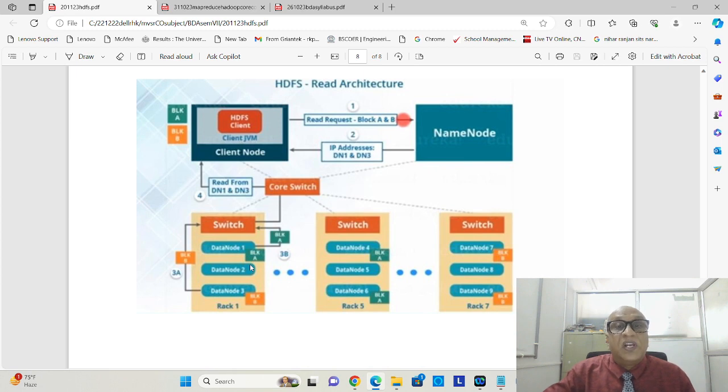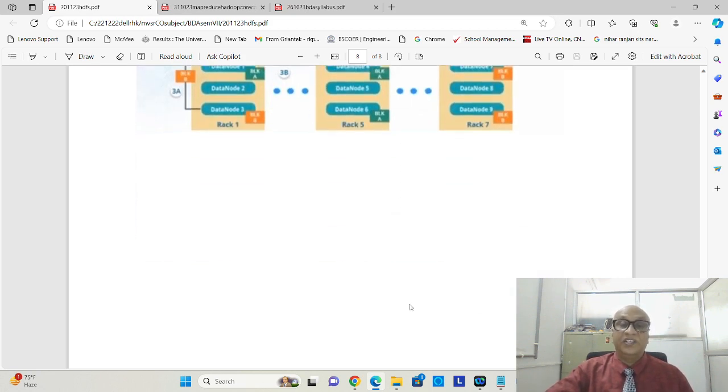Similarly, this diagram depicts the read architecture in HDFS. Who is sending the read request? The client node is sending the read request. What does it want to read? Block A and block B. To whom is it sending the request? To the name node. What will the name node be doing? The name node is sending the addresses of the data nodes, that is data node 1 and data node 3. Now the client will be reaching out through the core switches to the switch, and from the switch it will be reading data node 1, and after that it will be reading data node 3, and this is what the read architecture is all about.